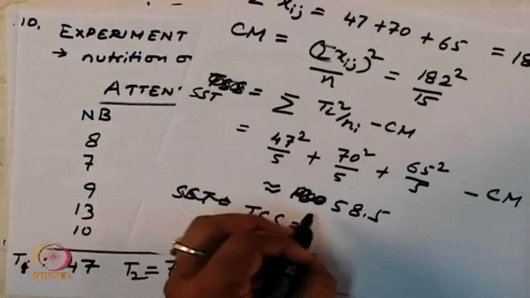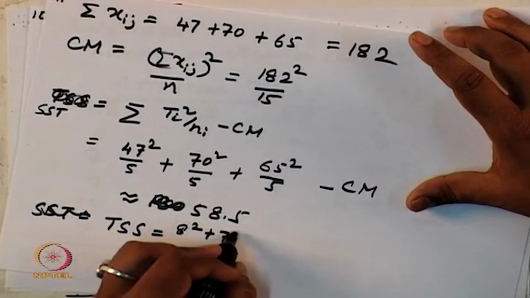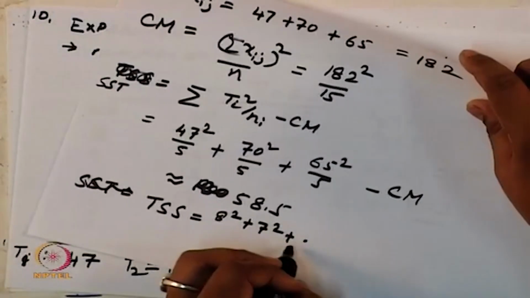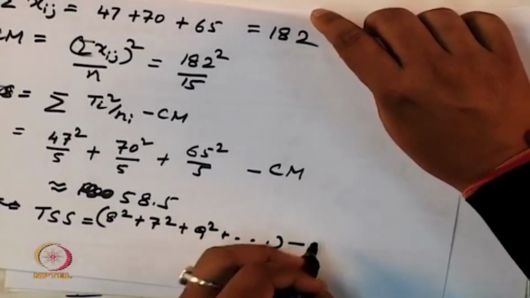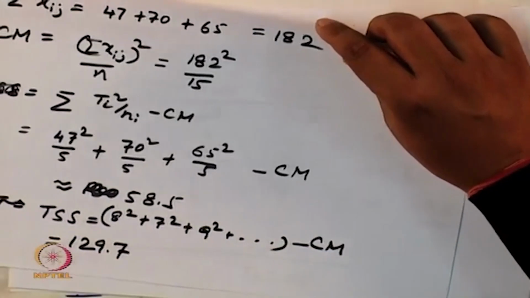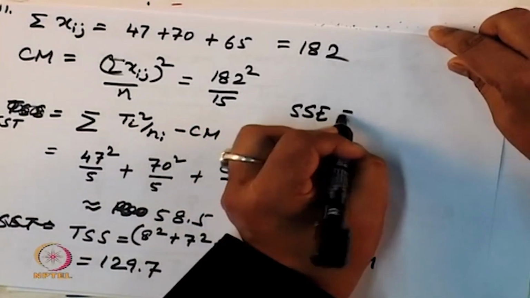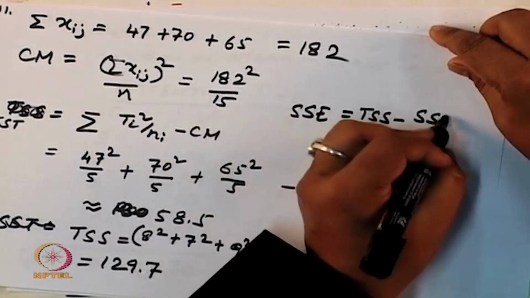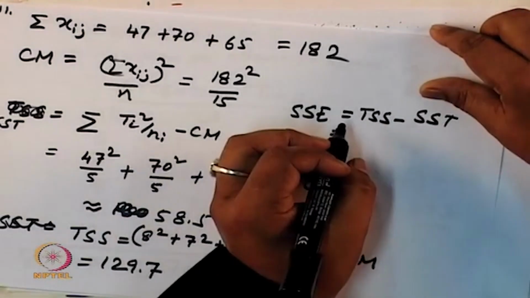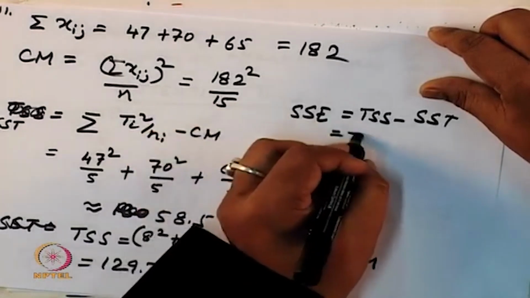TSS, you have to add up all the squares. So, in other words, you have to do summation x I j whole square. So, TSS is equal to 8 square plus 7 square plus 9 square. You square up all the terms for each of these conditions, and minus C m. So, this comes out to be a value of 129.7. So, you can calculate SSE is equal to TSS minus SST, and SSE gives you a value of 71.2.